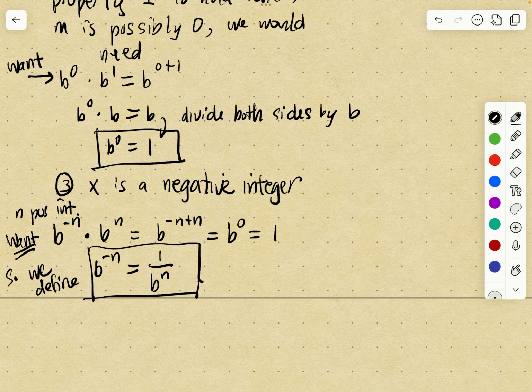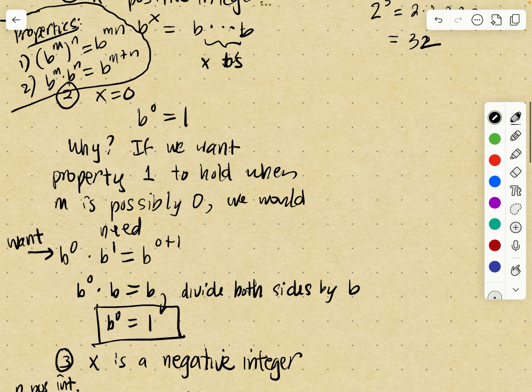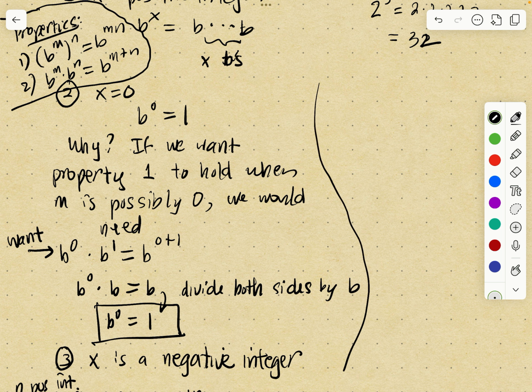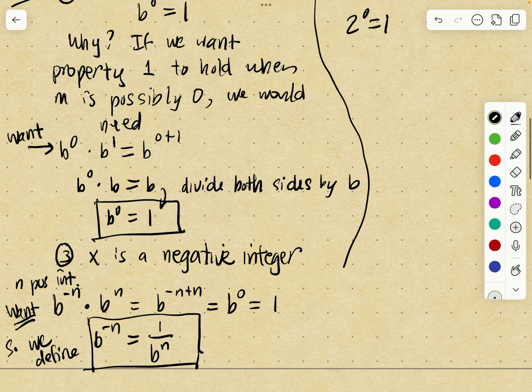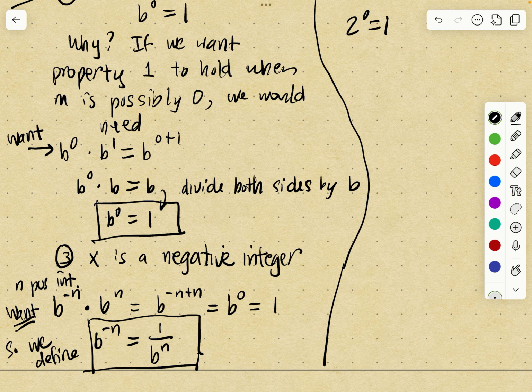So for example, let's do an example for number 2 here. So 2 to the 0 power is 1. Okay? So for an example for 3, if you have 2 to the minus 3rd power, this would be defined to be 1 divided by 2 cubed, which is 1/8.